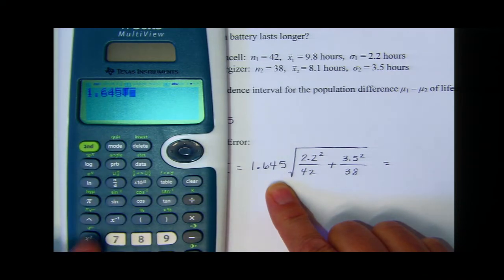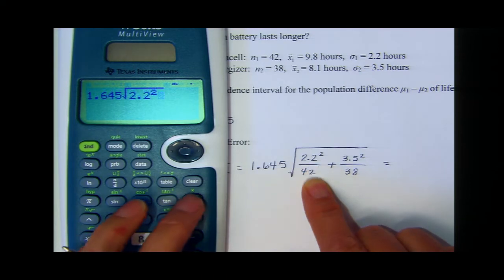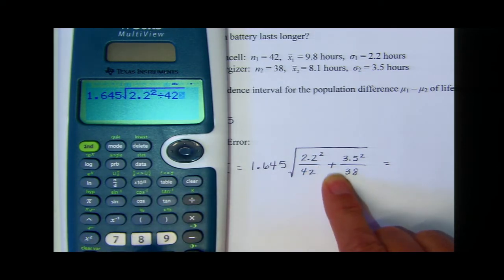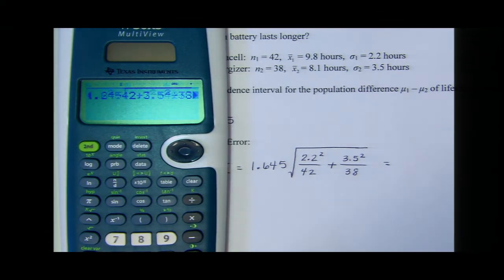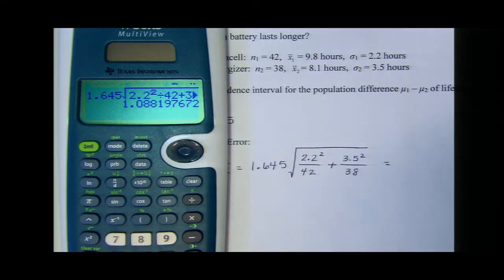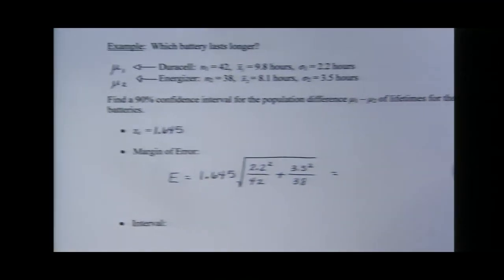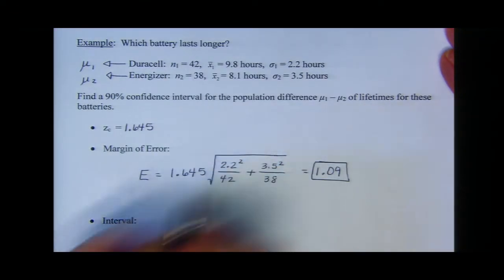1.645 times the square root of 2.2 squared divided by 42 plus 3.5 squared divided by 38. Right arrow out from under the radical, enter, and we get 1.088. You know, on WebAssign, you'd probably want to go out further. For purposes of notes, I'm going to go out 2 decimal places, so approximately 1.09. There's my margin of error.